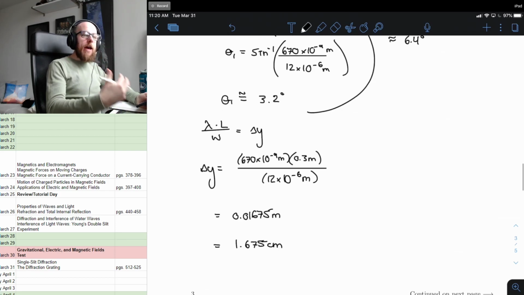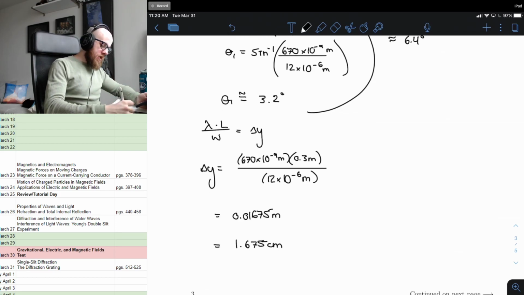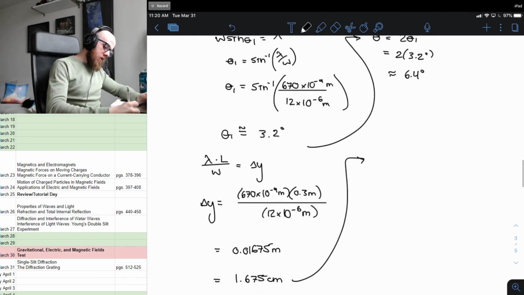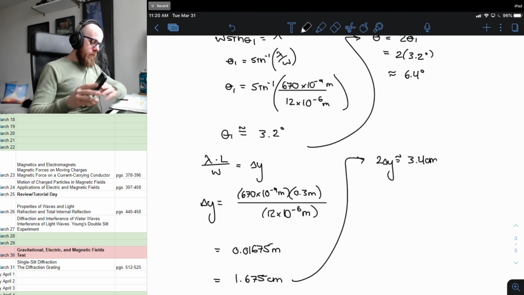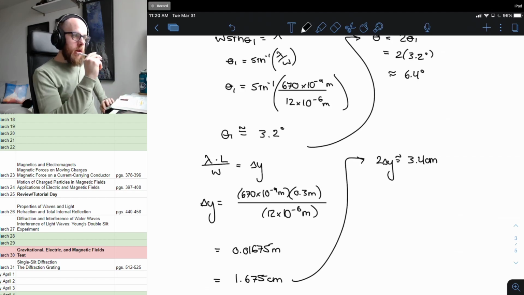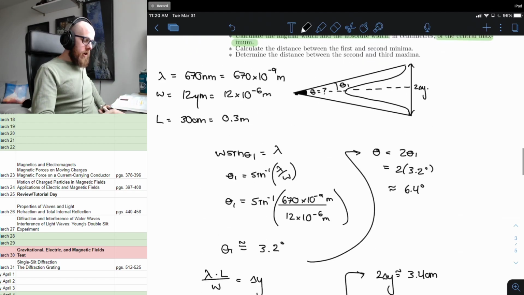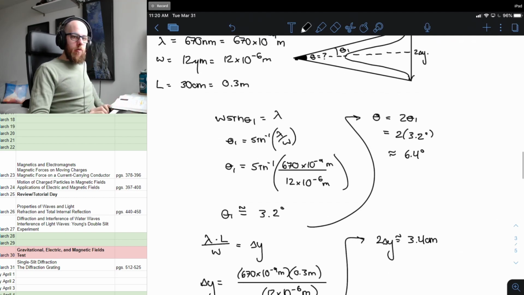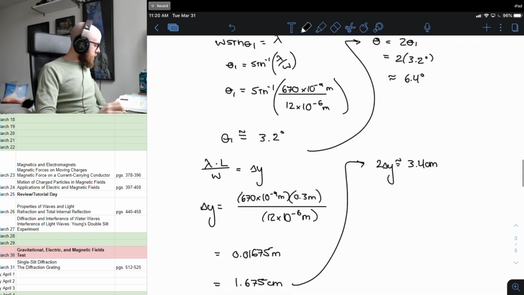But again, I have to double it, right? Because this only gives me half of the width of the central max. So I have to double this. So 2 delta y will be equal to approximately 3.4 centimeters. Okay, and that's that. So we found our angular width of 6.4 degrees and our absolute width of 3.4 centimeters. All right.